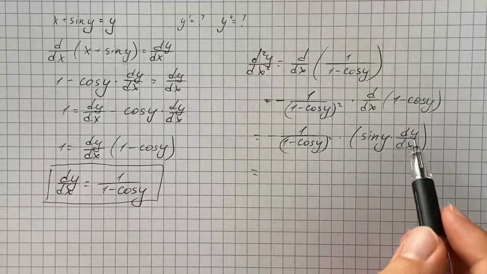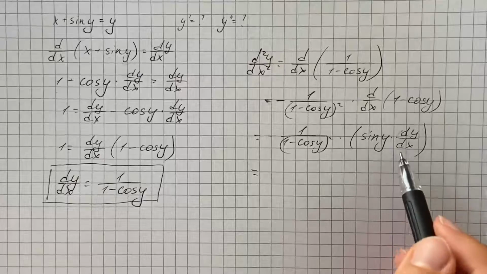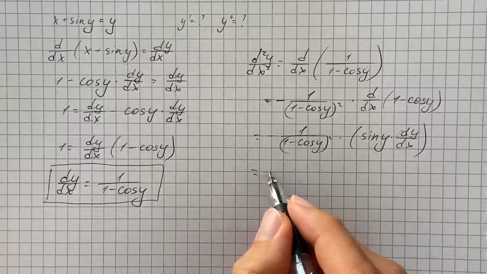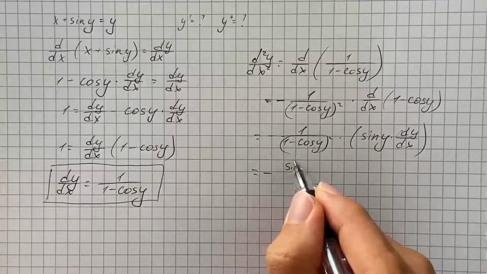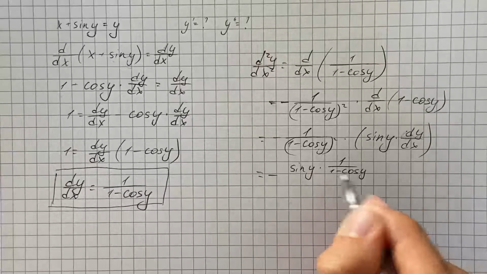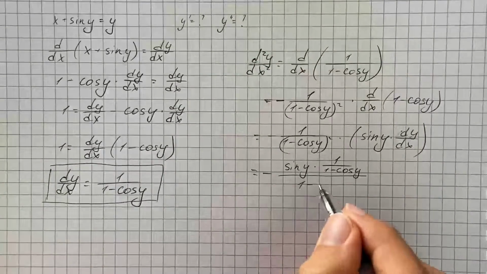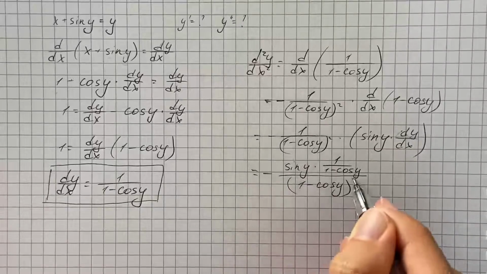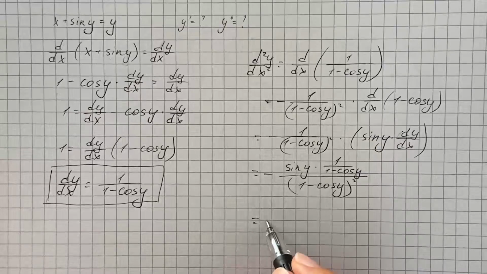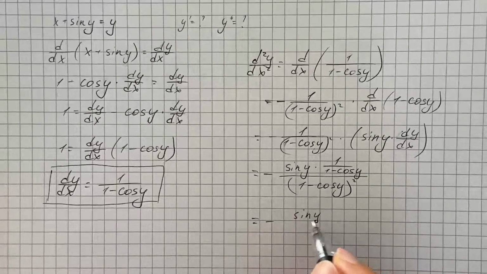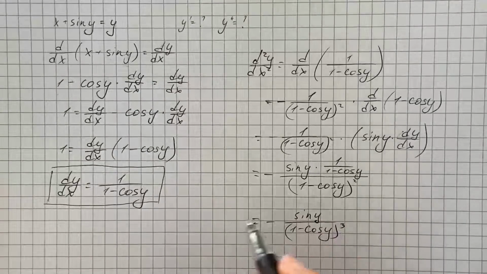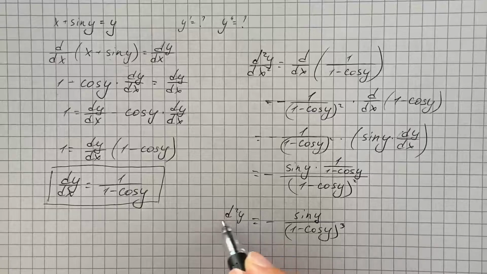And now we're going to substitute first order derivative here to get our second order derivative, and that's going to be negative sine of y times 1 over 1 minus cosine of y, and over 1 minus cosine of y squared. So we put this in the denominator, and the final answer is negative sine of y over 1 minus cosine of y cubed. That's our second order derivative.